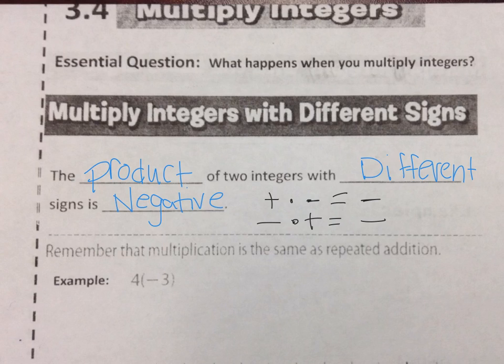When we get into multiplying three integers, four integers, this rule is going to change a little bit. There's going to be a pattern that you will see. So our steps for multiplying integers: first we should decide on the sign, and then all we have to do is multiply. Looking at the example 4 times negative 3, the signs are different, so I know right off the bat my answer is going to be negative, and then I just multiply 4 times 3, and that gives me 12.